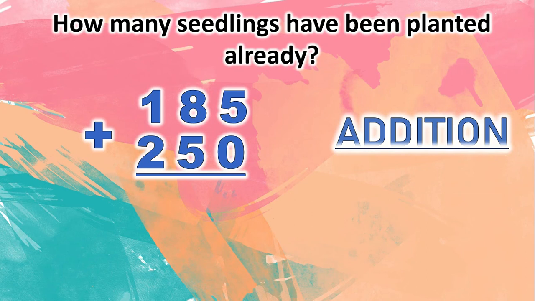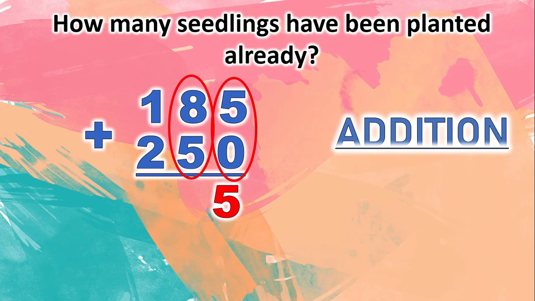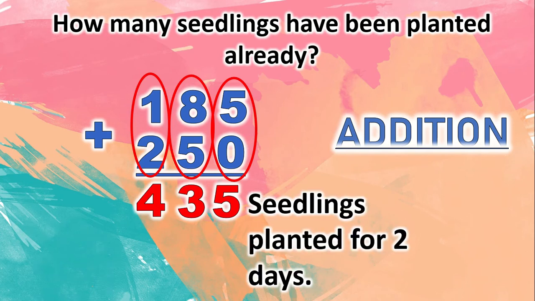So 5 plus 0 is equal to 5. And 8 plus 5 is equal to 13. Bring down 3, carry 1 at the top. So we have here 1 plus 2 is equal to 3, plus 1 is equal to 4. We have here 435. So 435 seedlings planted for 2 days.